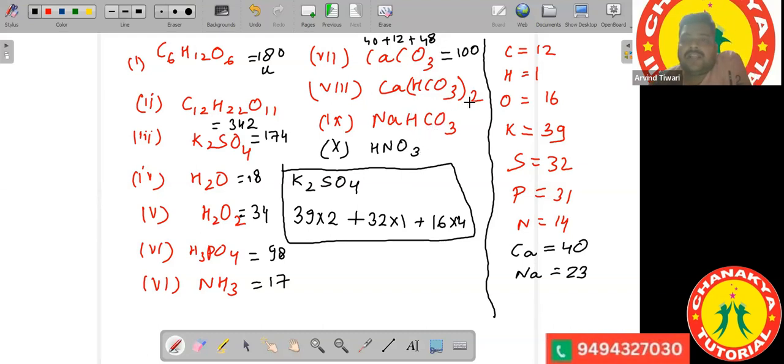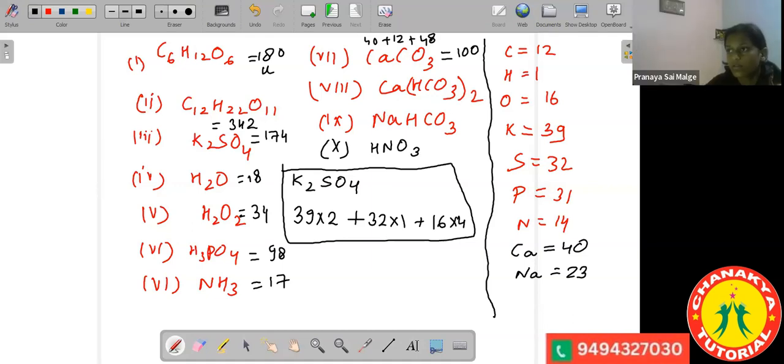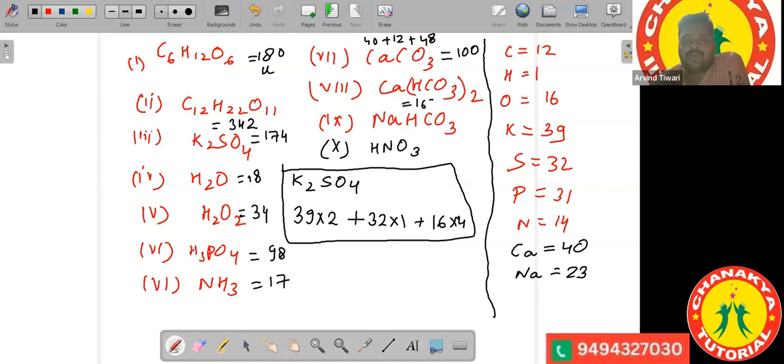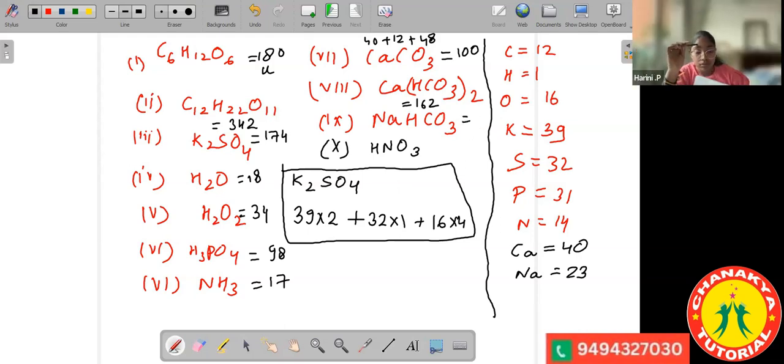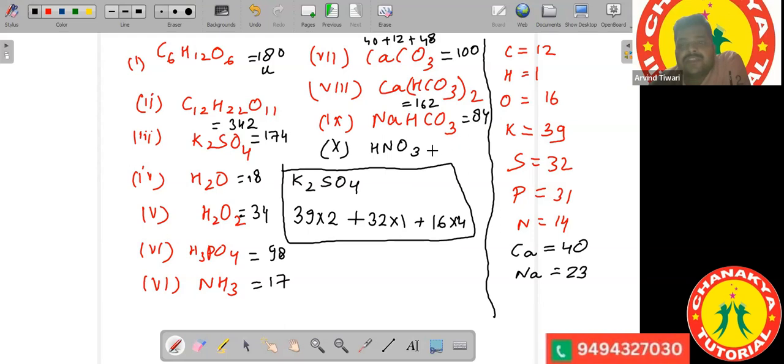Okay. Then you need to get calcium hydrogen carbonate. 162. Sodium hydrogen carbonate is? 84. And HNO3 is? 63. Right? So I hope everyone has understood today how we can calculate the molecular masses of the compounds.